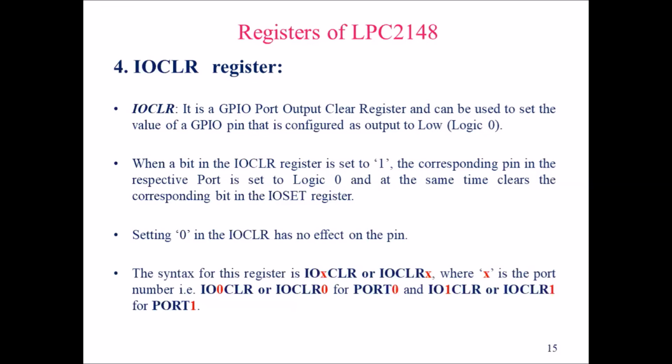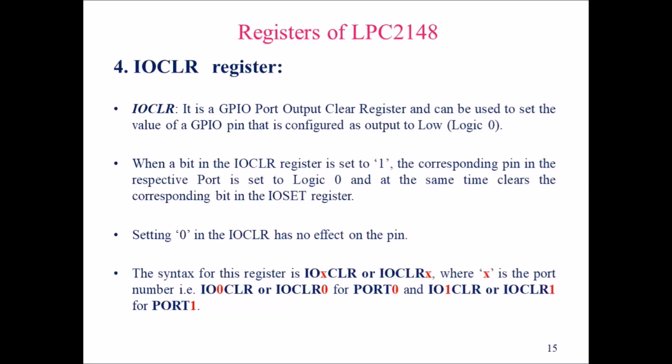When a bit in the IOCLR register is set to 1, the corresponding pin in the respective port is set to logic 0. At the same time, it will clear the corresponding bit in the IOSET register. Whatever data is stored on that bit will be cleared. Setting 0 in IOCLR has no effect on the pin, so it should always be set to 1. Whenever you want to clear the data on the pins, you should select 1.